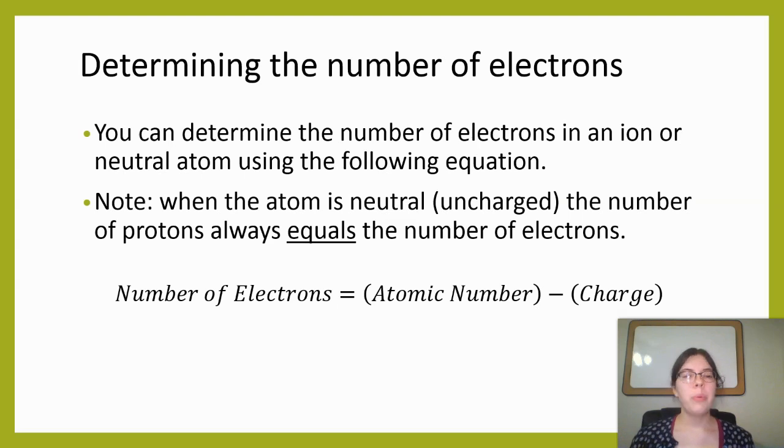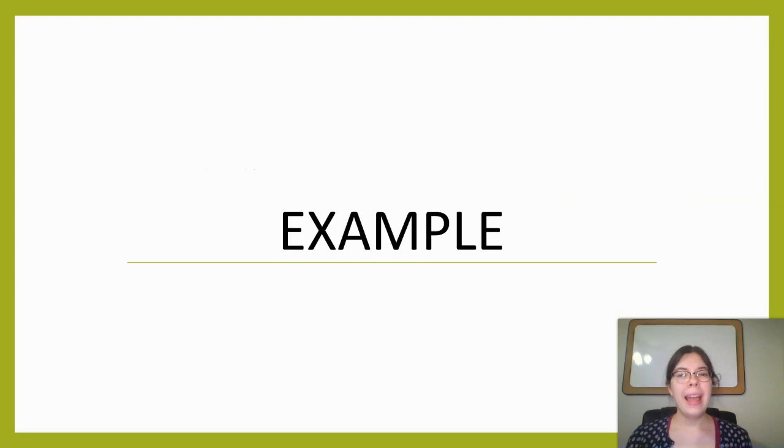So for the equation for ions, the number of electrons is going to be equal to the atomic number minus whatever the charge is. And we want to be careful to include either the positive or negative sign of the charge because that is going to make a difference in our calculations. So we're going to go ahead and try this out with some examples. So let's go ahead and see how that works.